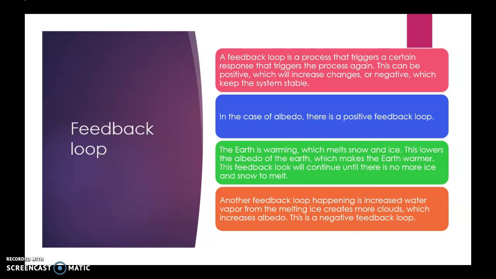And another possible feedback loop that's happening is increased water vapor from the melting ice, which creates more clouds, which increases albedo. This would be an example of a negative feedback loop regarding albedo.